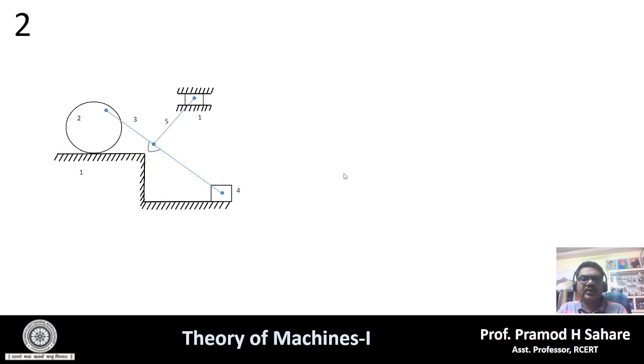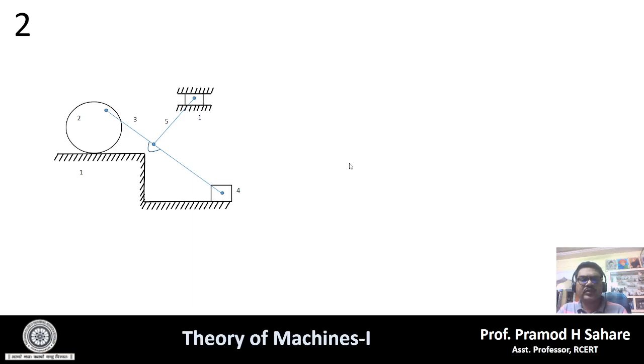Now this one is the second numerical. As you can see here, we need to first of all identify the links. Now this is fixed, so 1, then this is also fixed, so this is also 1. So the fixed links are always given the number 1. Then this one is given second, this is third, then this slider is 4, and this link is 5th.